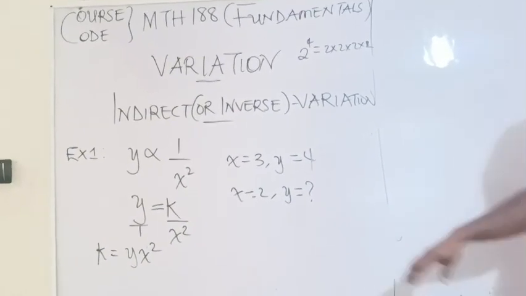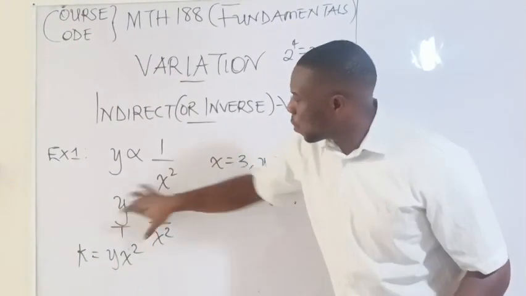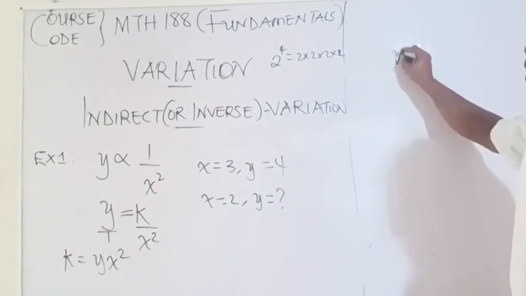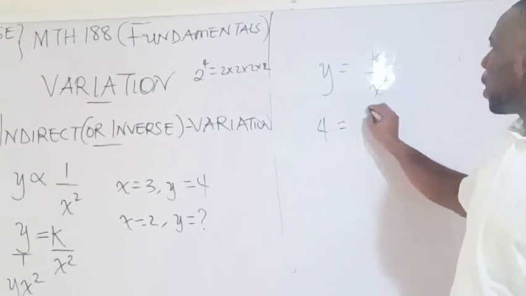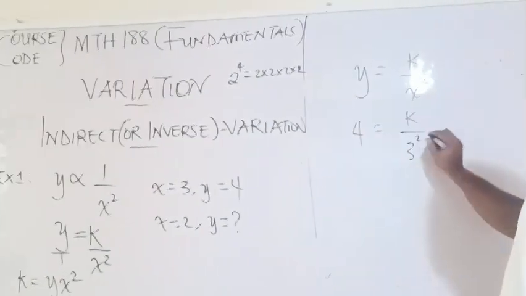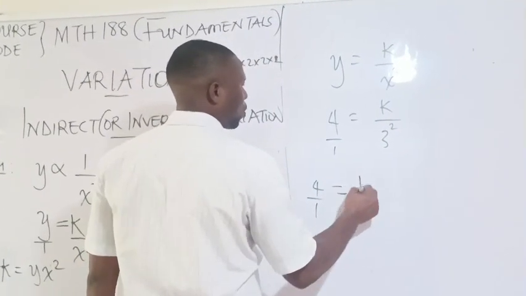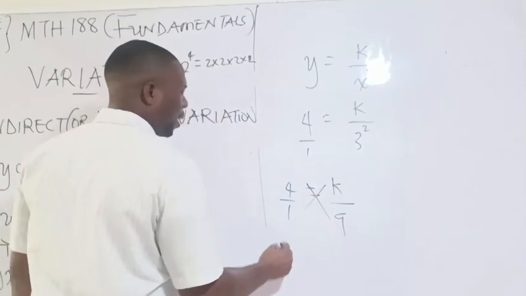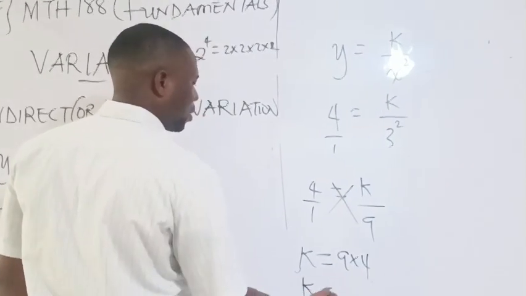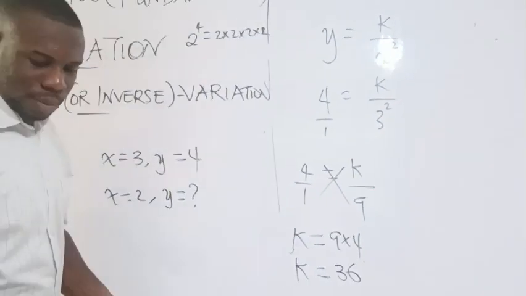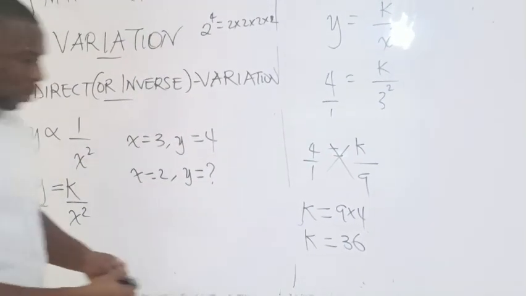All right, so I have the first set of values for x and y. This is the formula that relates y to x. So y is equal to k over x squared. y in this case is 4, and I have k over x, which is 3 raised to power 2. So this becomes 4 over 1 is equal to k over 9. When you cross multiply, k times 1 is k, and I have 9 times 4, and this translates to 36. Alright, so let's move on.